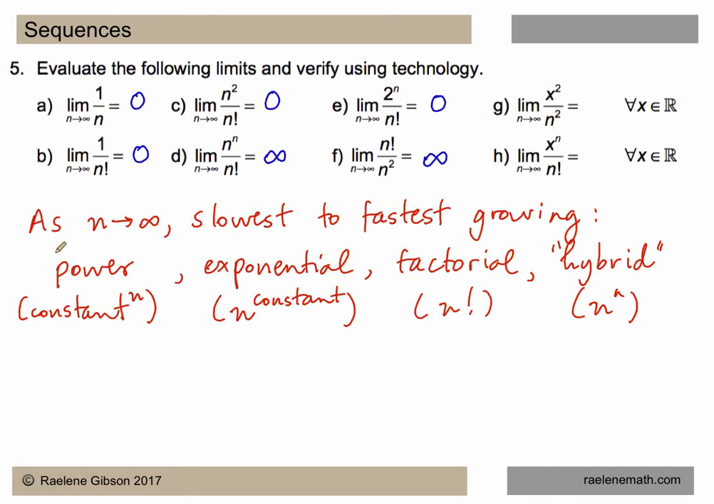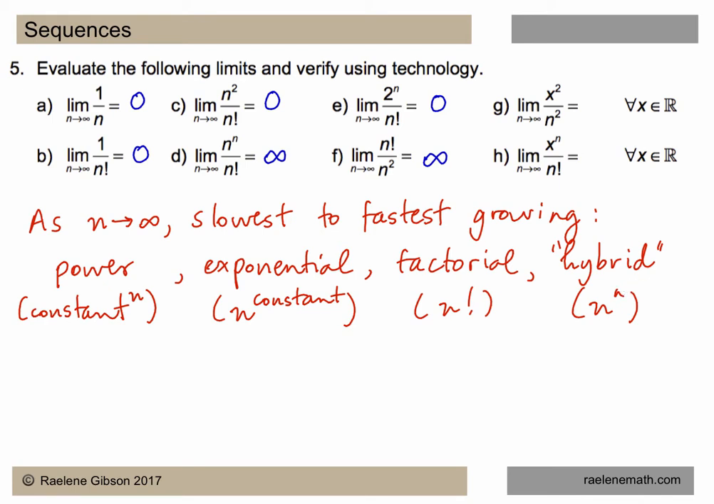So just as a reminder, as n, the discrete variable, approaches infinity, the slowest to fastest growing functions in order are the power function, exponential, the factorial, and then the fastest growing is this hybrid, variable in the base and in the exponent.